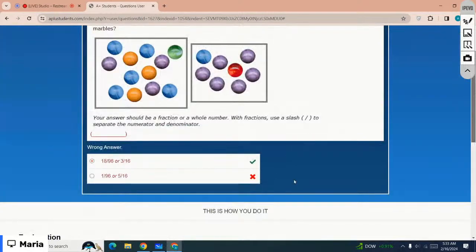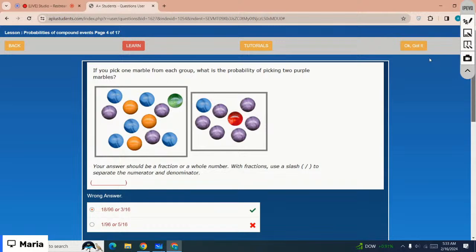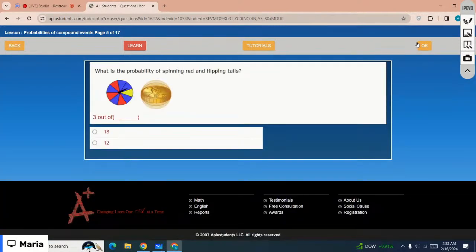Sorry. Option number 1 is the correct option. That is 18 over 96, because in the first group you have three purple marbles, and in the second group you have six purple marbles. So that is 18 over 96. Option number 1 is the correct option, right?